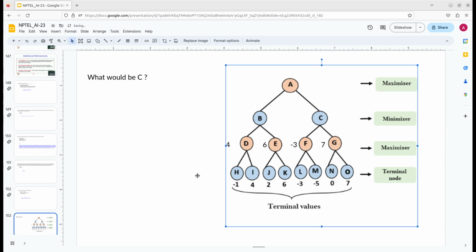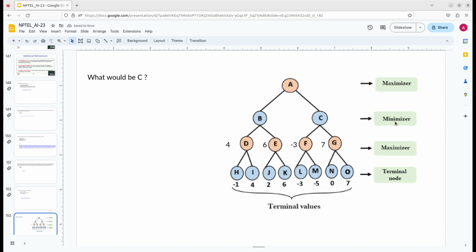Now coming to B, you have to take the minimizer. Out of 4 and 6, what is the minimum? 4. So this value will be passed to B. For E you can see it is 6, so it's not going to work. For B it will be 4. Now you have F and G, and you need to take the minimum out of them. So what will be the minimum out of minus 3 and 7? It will be minus 3. So this will go up. So the value of C would be what? The value of C would be minus 3.